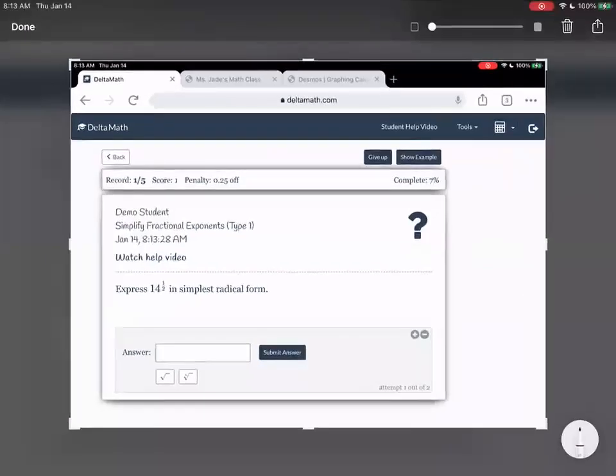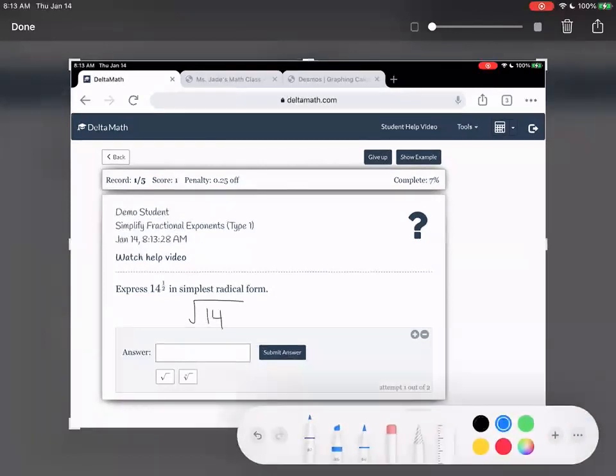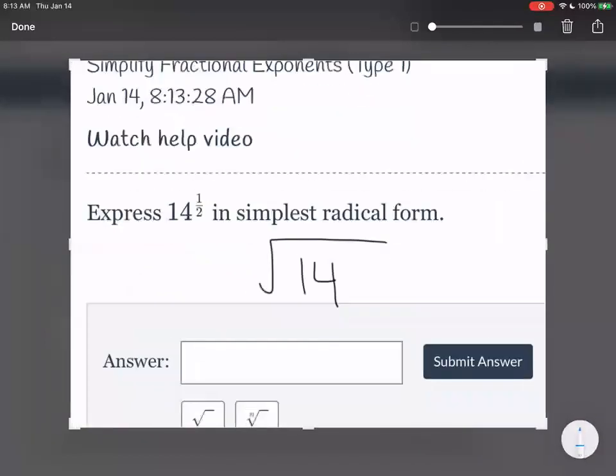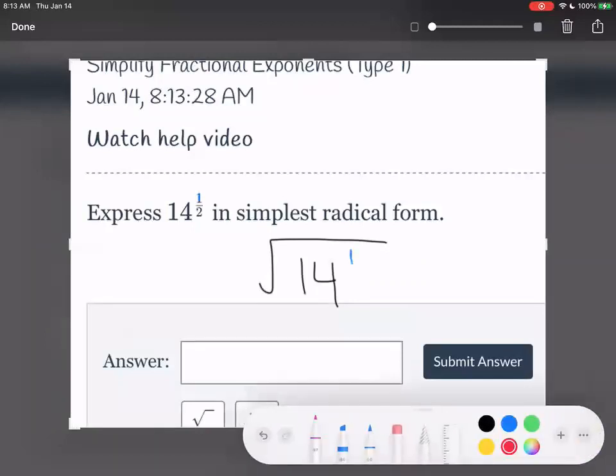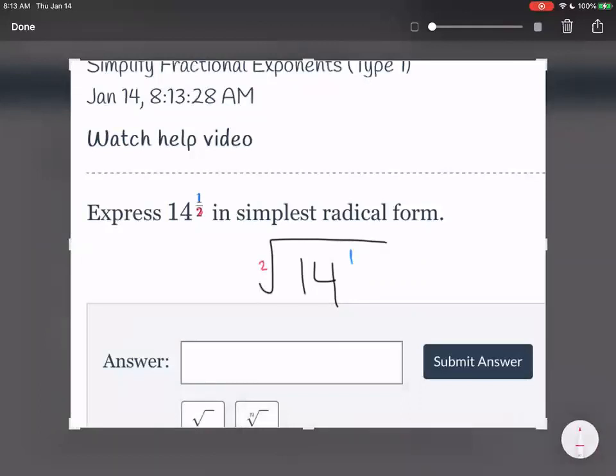14 to the power of 1/2 in simplest radical form. So we have the radical, and I'm going to put 14 in it. I'm going to zoom in because it's a little hard to see. This 1 on the numerator becomes the new exponent. This 2 on the denominator becomes the radical number. So we have the square root of 14 to the power of 1.